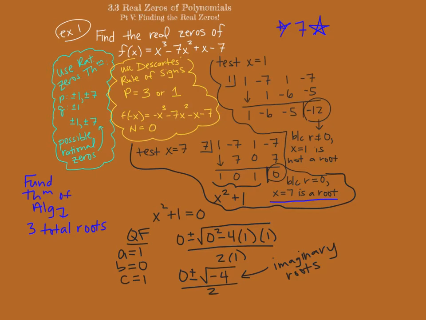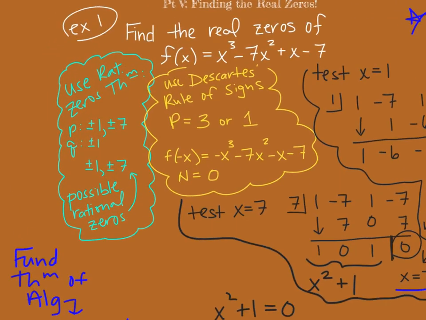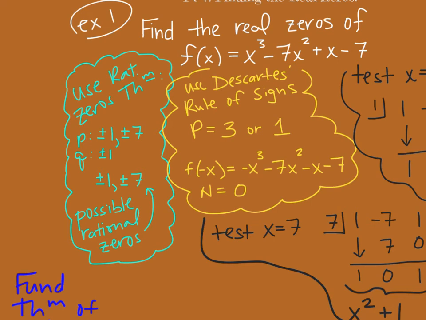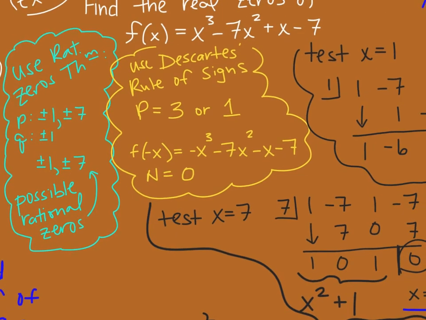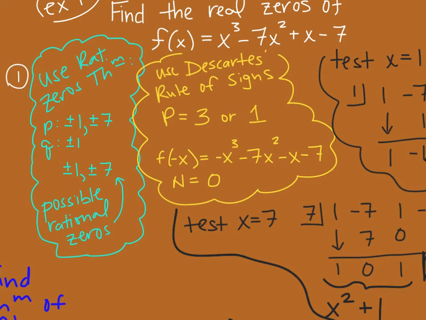Now, I know this seems like a lot in one example. Let's go over what we did. We started off by listing all of the potential rational roots using the rational zeros theorem. That is what your first step should be. Use the rational zeros theorem to list all of those possible rational zeros. The next step that you should do is to use Descartes' rule of signs. This tells you how many potential positive and negative roots you have.